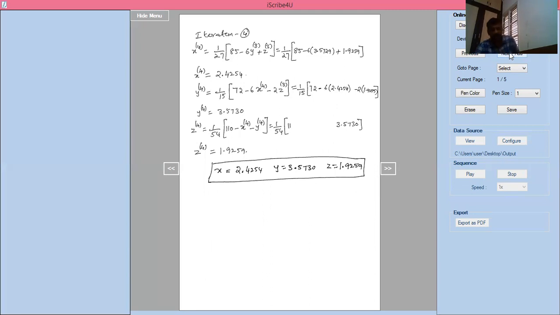Diagonally dominant means what? We can check that. The coefficient of x should be greater than the sum of the other two elements. Like that, the coefficient of y should be greater than the sum of the other two elements, and the coefficient of z should be greater than the sum of the other two elements. You can check and write the equations in that systematic way, substitute the initial x naught, y naught, z naught values, and simplify up to 3 to 4 iterations. We will get the solutions. We can check these solutions using a calculator also. That's all for the Gauss-Seidel method.